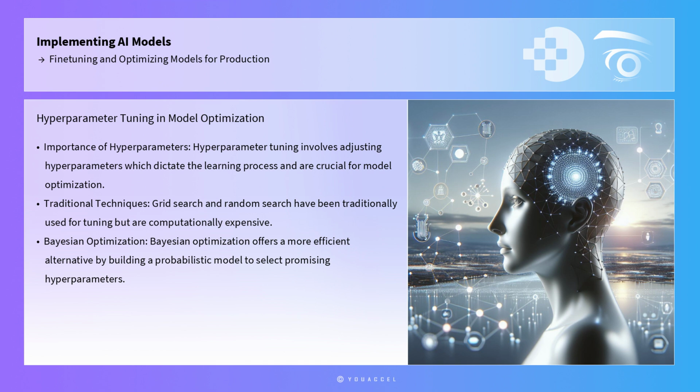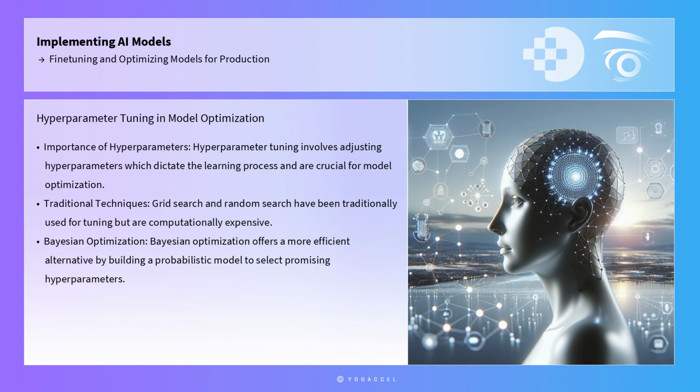Hyperparameter tuning is another cornerstone of model optimization. This process involves adjusting the model's hyperparameters, which are not learned during training, but are crucial for dictating the learning process. Techniques such as grid search and random search have traditionally been used, but they are computationally expensive.